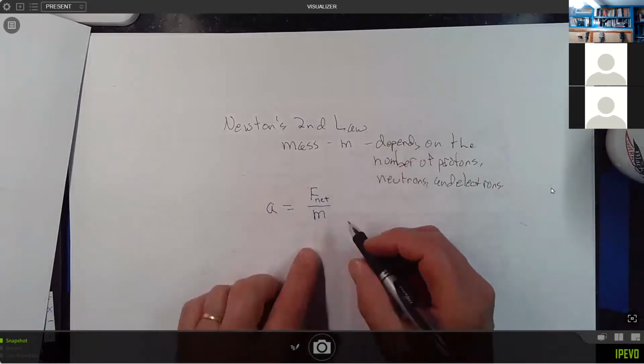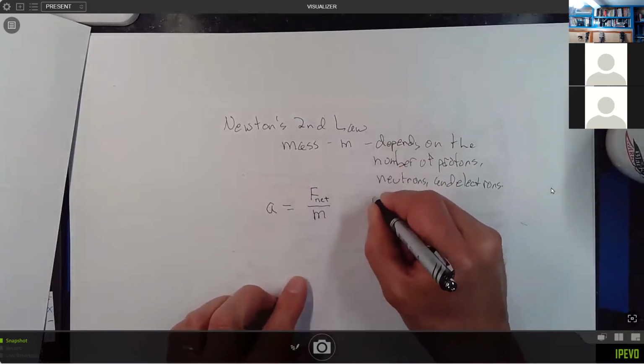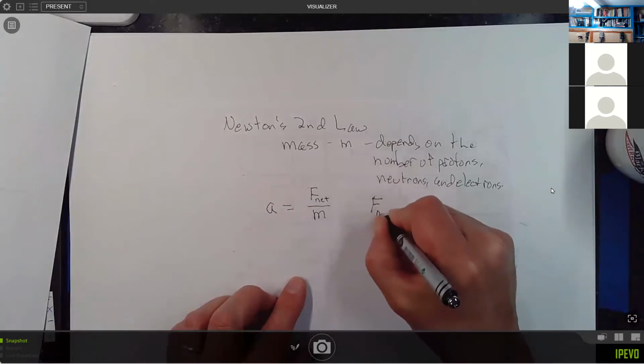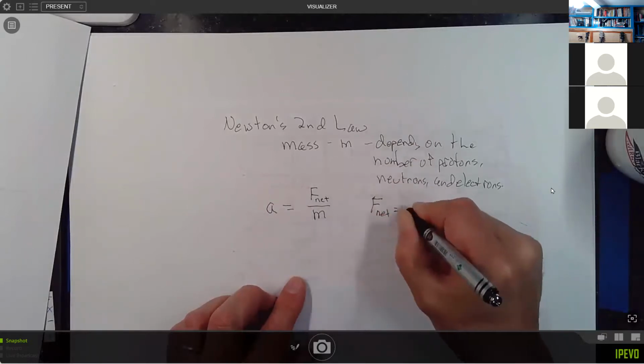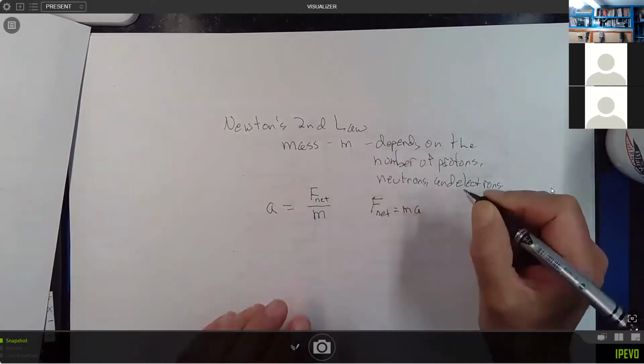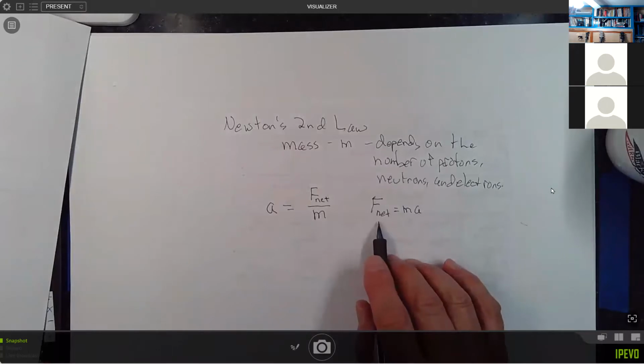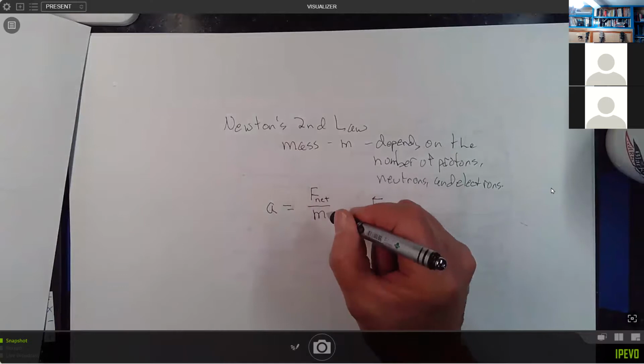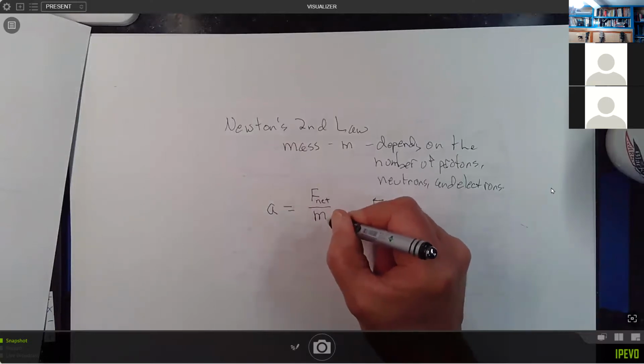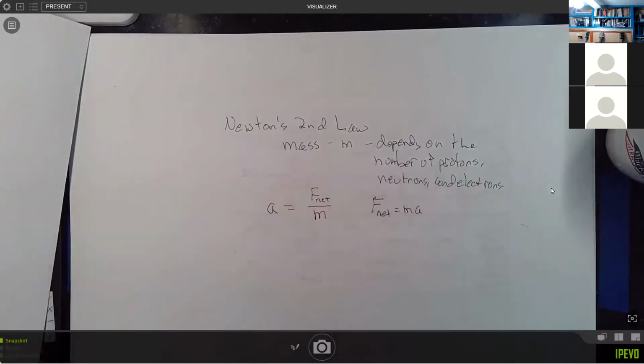Where you see this written more often is F net equals MA. And people sometimes tend to think that you have a mass and you give it an acceleration and that produces a force. It's the other way around. It's the force acting on the mass that makes something accelerate. And that's Newton's second law.